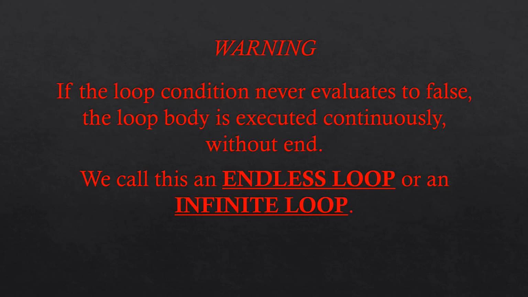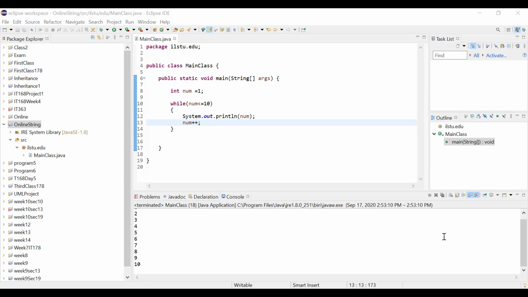So it's really important that we have the loop condition evaluate to false at one point. If the loop condition never evaluates to false, the loop body will keep executing continuously without an end. And that's what we call an endless loop or an infinite loop. So my loop condition has to evaluate to false at one point. Otherwise, our program will keep running the same operations or the same statements forever without an end. So let's go back to our example and try that.